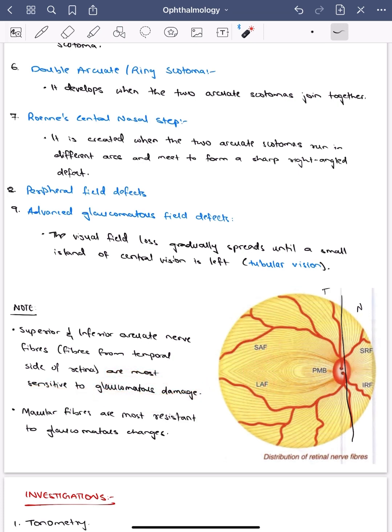Whereas the macular fibers are the most resistant to glaucomatous changes, and because of this, the characteristic sequence of visual field changes are seen. So again, these two, the superior and lower arcuate nerve fibers are more sensitive, whereas the macular bundle is least sensitive. Okay, so these are the visual field effects. So this concludes the signs of glaucoma.